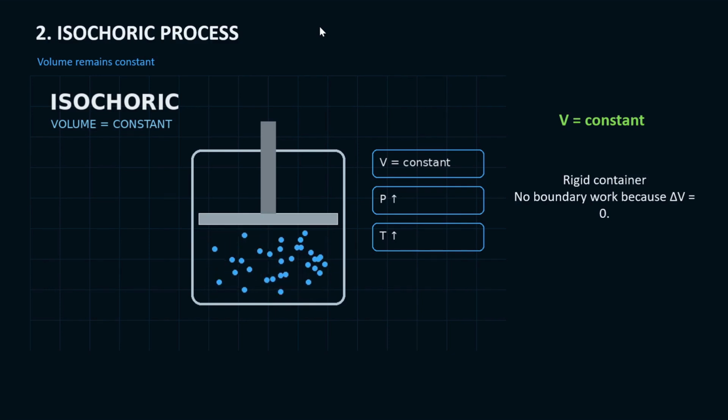Therefore, the defining condition of the isochoric process is volume equals constant. Because there is no change in volume, there is no boundary work done by the gas. On a pressure-volume diagram, an isochoric process is represented by a vertical line.